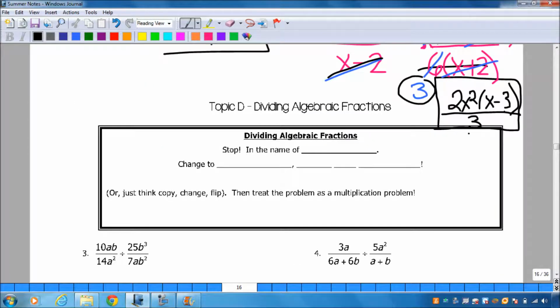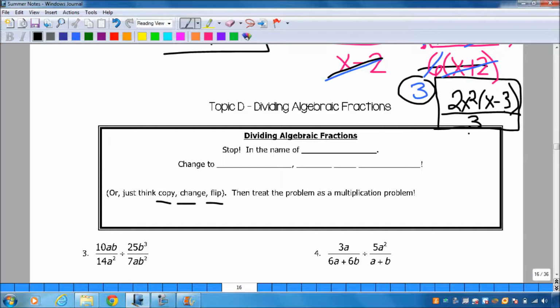Topic D is on dividing algebraic fractions. We're going to skip this section on top right here. We're going to talk about this next time I see you guys in class. So I just want you guys to think about this. Copy, change, flip. You guys do this all the time when you multiply fractions. You know that when you take a fraction and you divide it by another fraction, you always multiply by the reciprocal, okay?